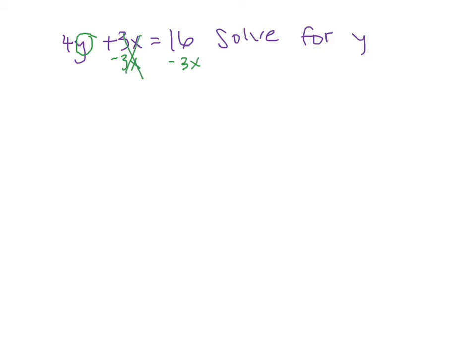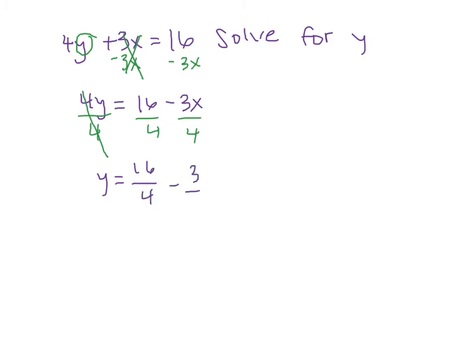3x minus 3x is 0. So we need to bring down the leftover. 4y equals 16 minus 3x. And last step is to multiply or divide so we can isolate that variable. So we divide every single term by 4. 4 divided by 4 cancels. And I'm left with y equals 16 over 4 minus 3 over 4x.